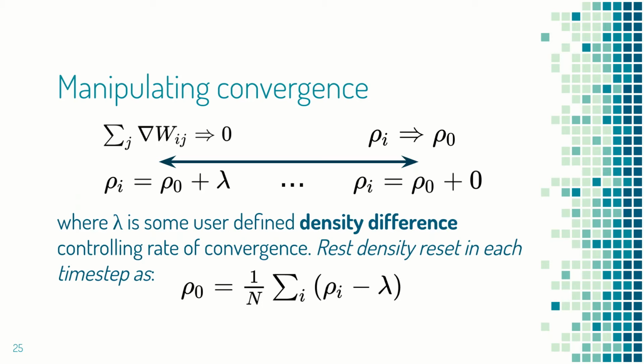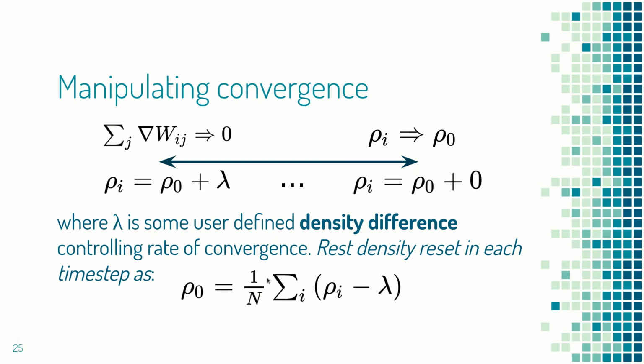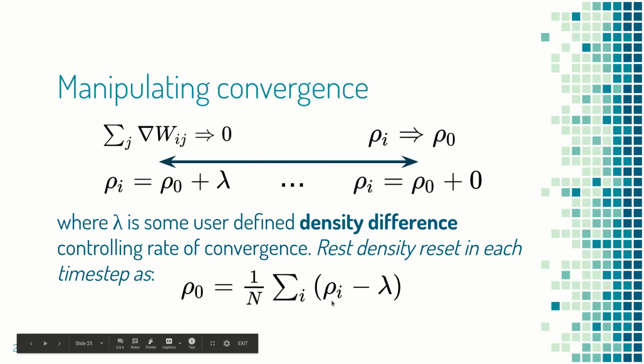And then what we're going to do is, once we've created this density difference, we modify the rest density in each time step. If I just set rho_0 to rho_i in each time step, the convergence will be far too quick. So what we have to do is come up with some way. I should say that again. If lambda was 0, the convergence would be very quick. So what we want to do is potentially slow this down so that we can get a more interesting rest density.